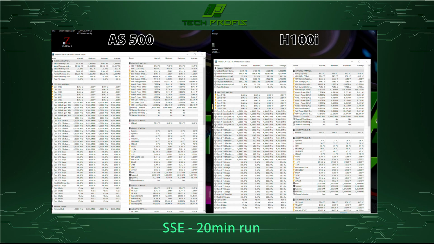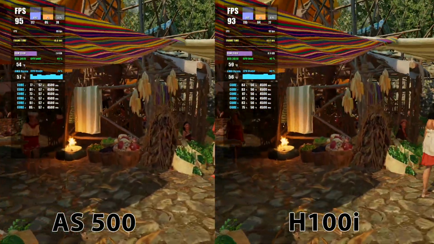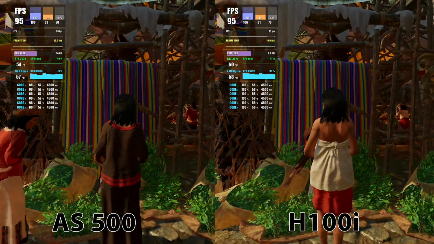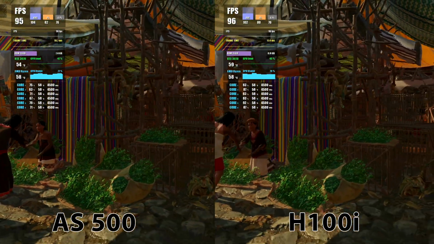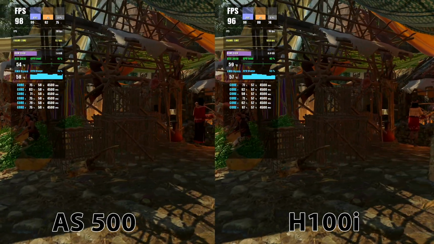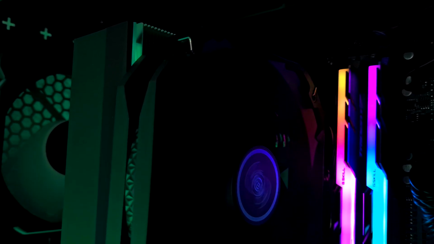Running an SSE stress test, we see again that the AS500 manages to keep the temperatures a bit lower than the H100, at 84.8 degrees Celsius against 86.5 degrees. Now, in gaming scenarios where the CPU load is not at 100% all the time, we see almost the same temperatures. But I should mention that the AS500 was during all tests much quieter, as it had only one fan spinning, against the water cooler, which had two fans and a pump. I was really impressed that even at 1200 RPM, it was so quiet that I had to double check if it was spinning at max speed.